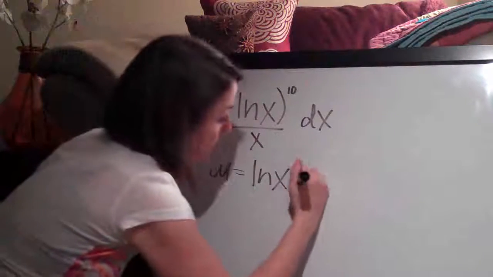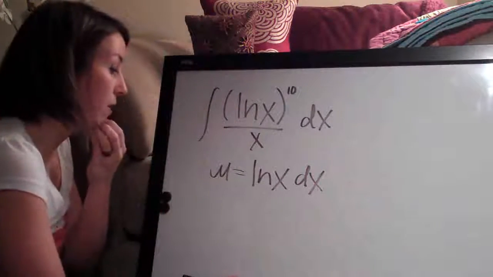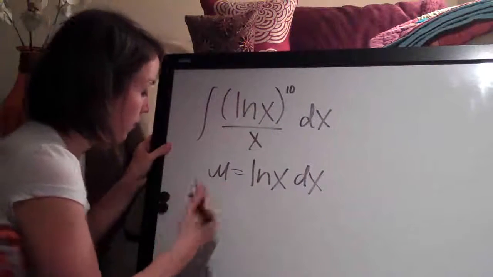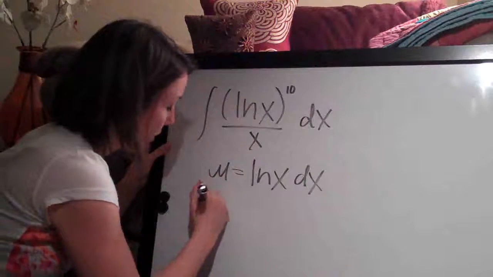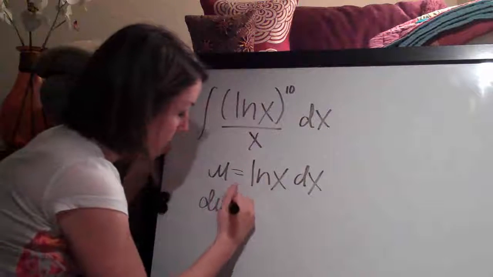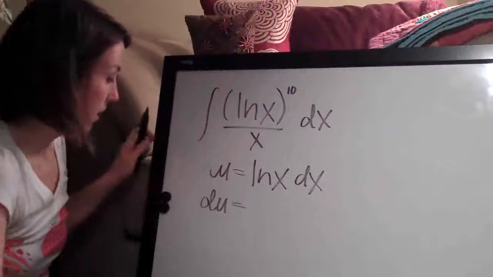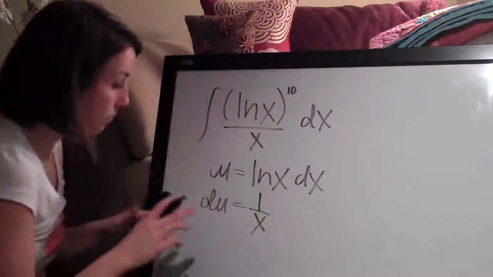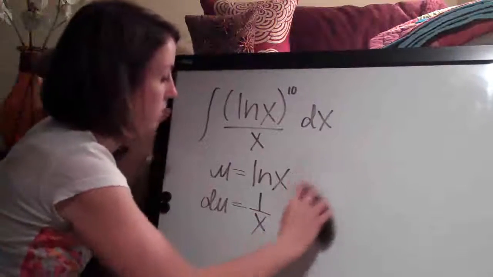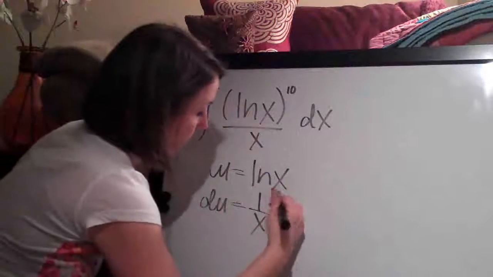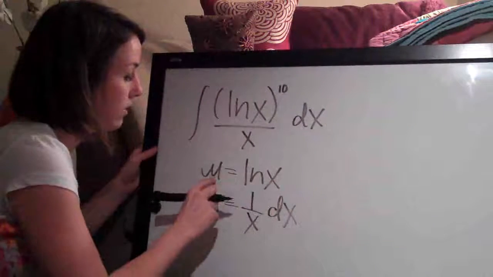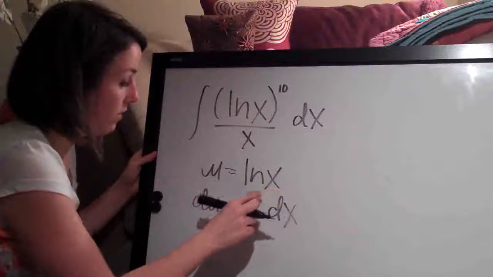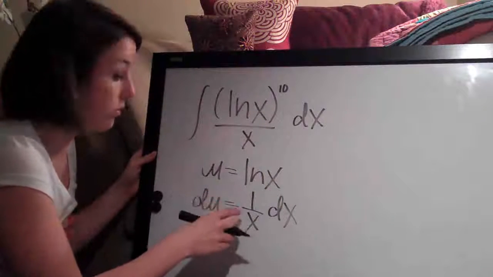Then we have to take the derivative of u, which we always call du. So we say du is the derivative of natural log of x, which is 1 over x. And actually now, I'm remembering dx only comes in down here. So we decide what we're going to do for u. It's natural log of x. Then we take du, the derivative of this. The derivative of natural log of x is always 1 over x.